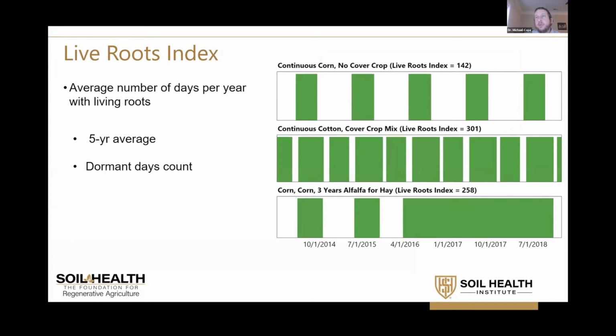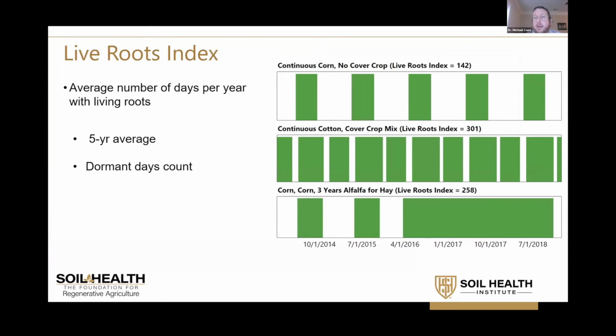Next is our live roots index, which is very simple. It is mathematically expressed as the average number of days per year with living roots over the previous 5 years. And for simplicity, we count dormant days as living.